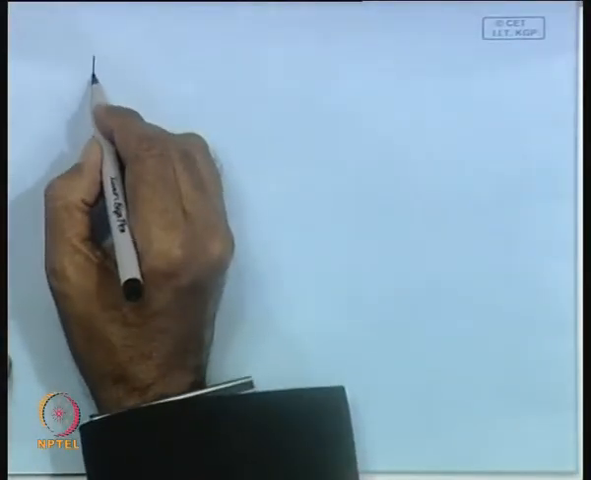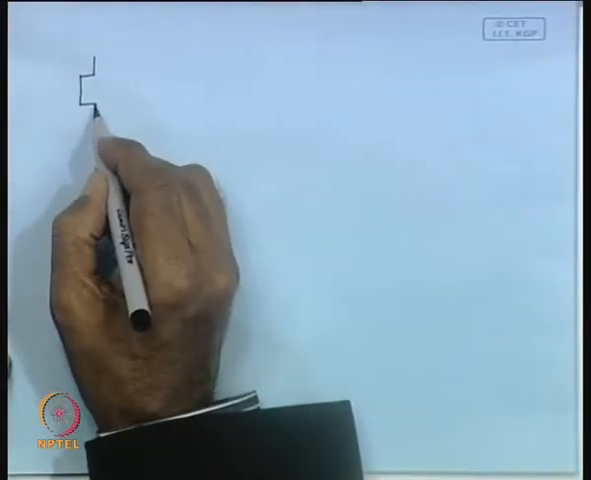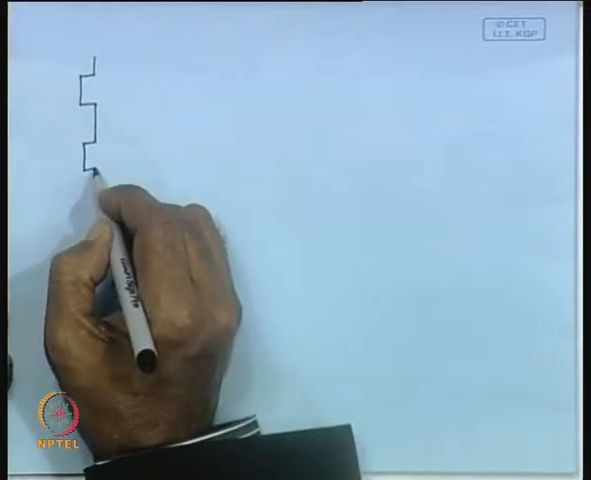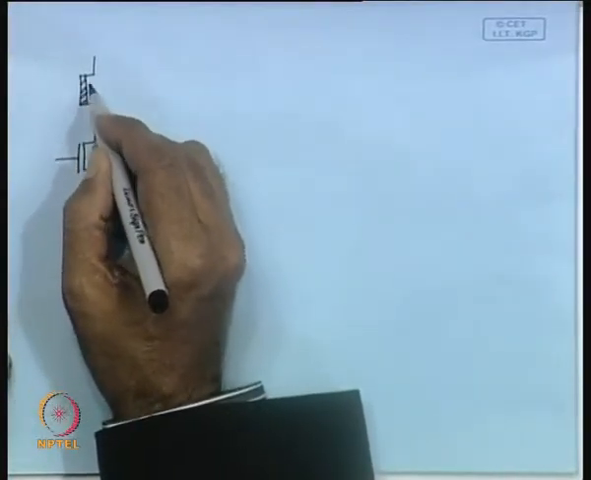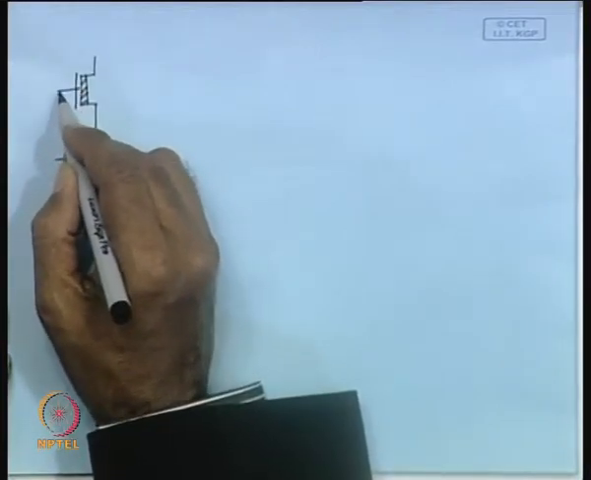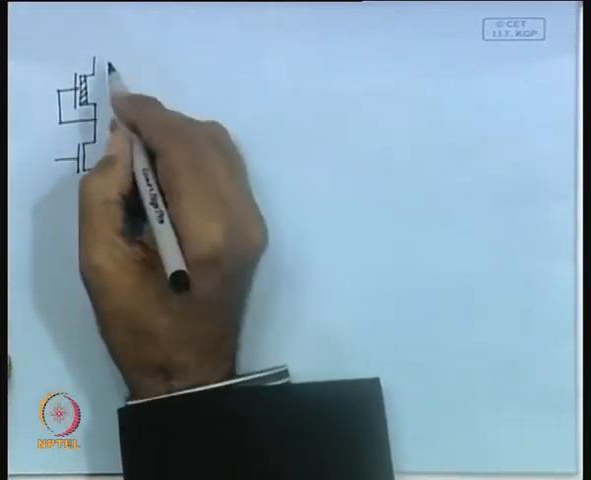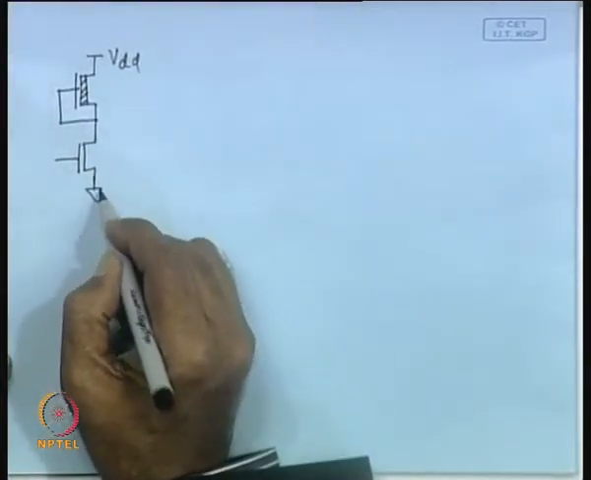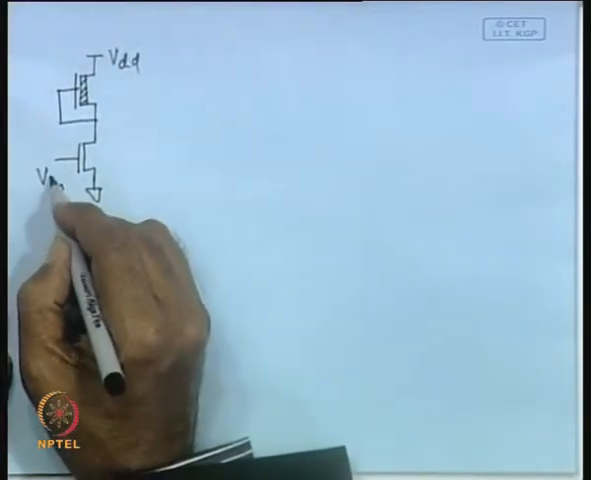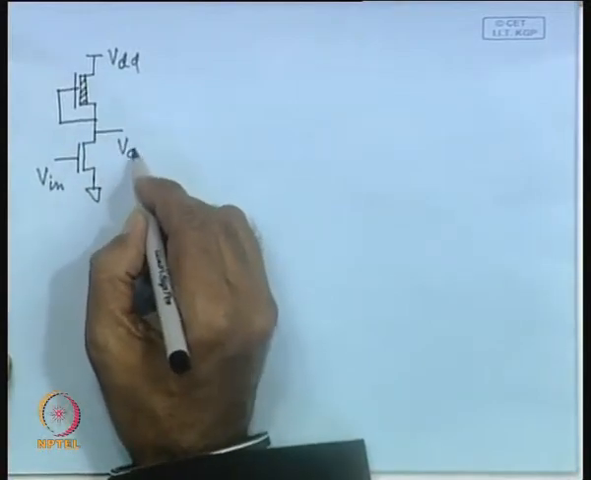NMOS inverter, the best possible configuration as we have seen can be realized by using a NMOS depletion type transistor as pull up here, and this is connected to the source, this is VDD and this is connected to ground, and here you apply input voltage and here you take the output voltage.